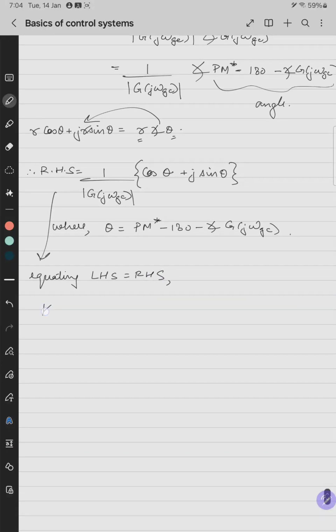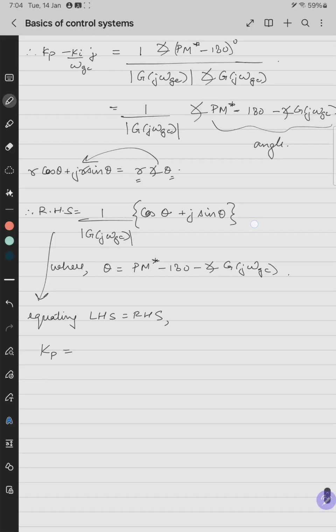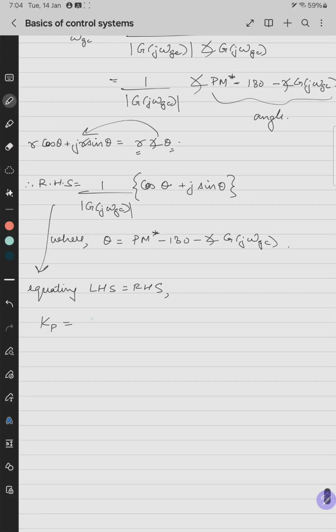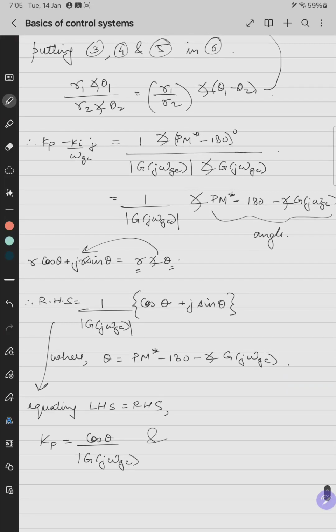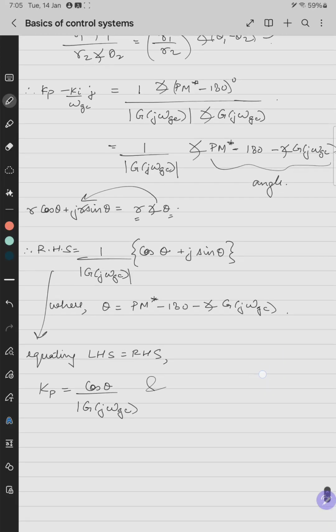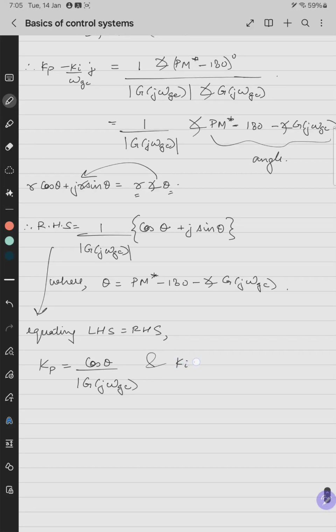what we'll get? Kp, right? What is Kp? Kp is cos theta by mod of G at j omega gc, and what? Minus Ki by omega gc. So minus Ki will be omega gc into r sin theta. So Ki will be minus omega gc into sin theta by mod of G at j omega gc.